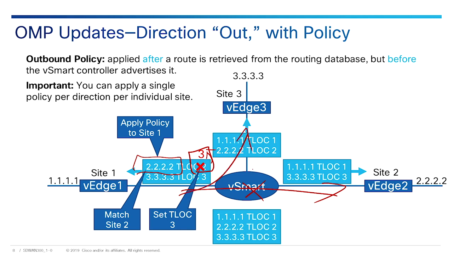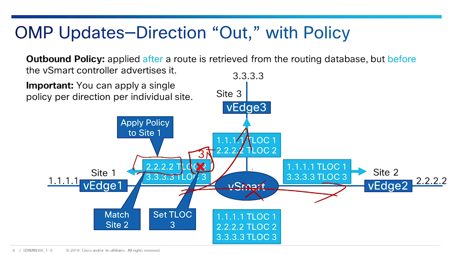Okay? And we can use an outbound policy to enforce another topology. In the example shown, a centralized policy is applied to vSmart as follows. The policy is applied only to site 1, so announcements to other sites remain unchanged, right? The policy statement matches all announcements of site 2 and changes the TLOC to 3. In effect, packets from site 1 to site 2 are actually sent to site 3 instead of to site 2. As an example, you can use this mechanism to do service insertion of a firewall or some other service.